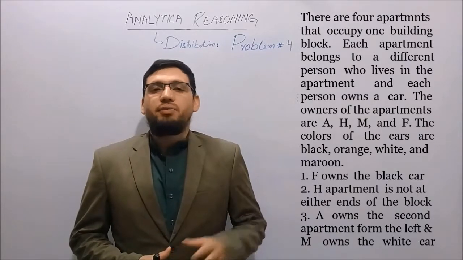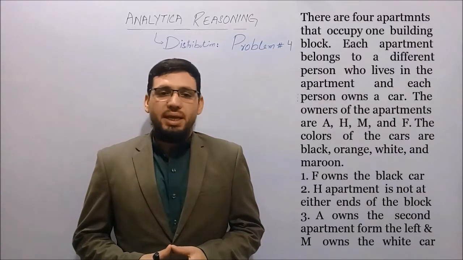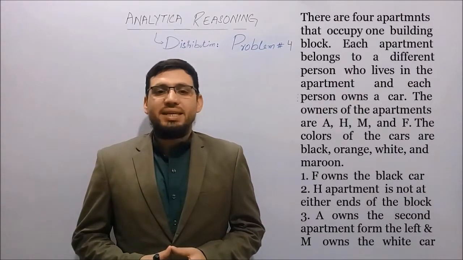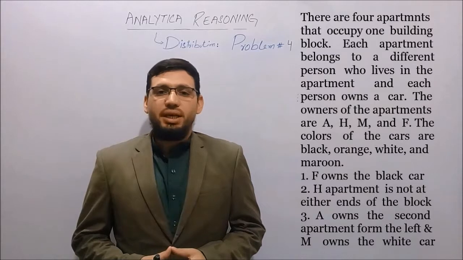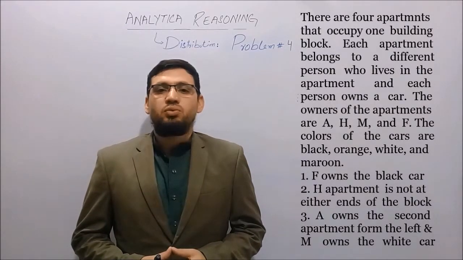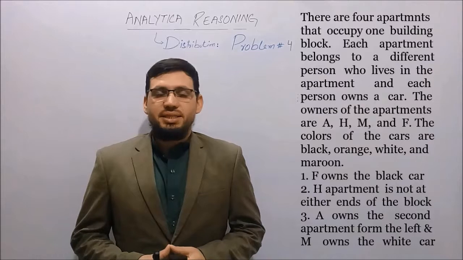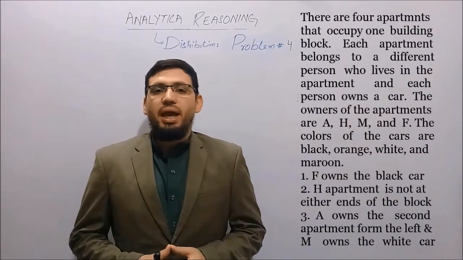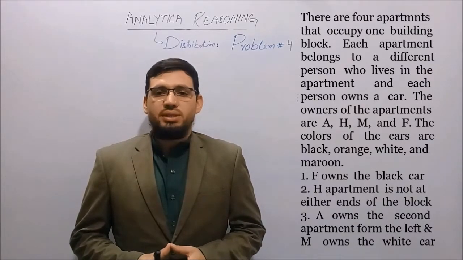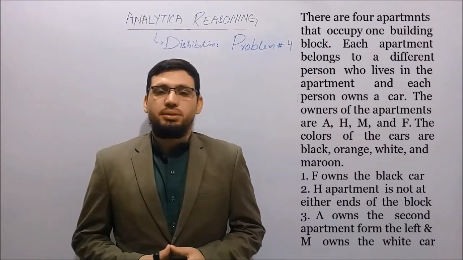For that purpose we are given some information as well: F owns the black car, H's apartment is not on either end of the block, A owns the second apartment from the left, and M owns the white car. Now we have to arrange this information accordingly and answer the questions related to this arrangement.